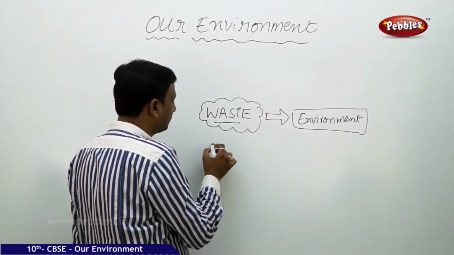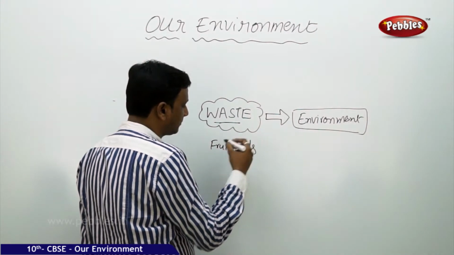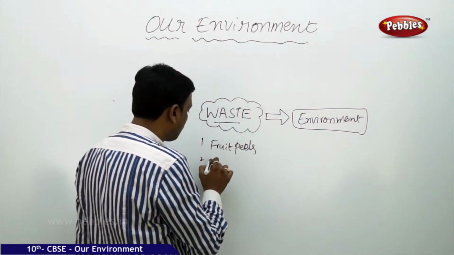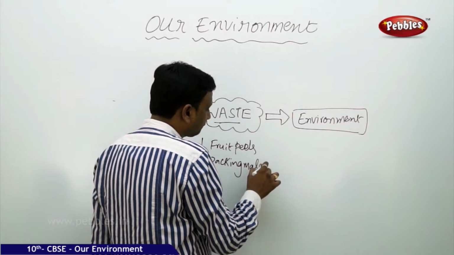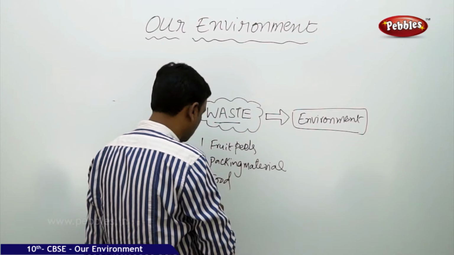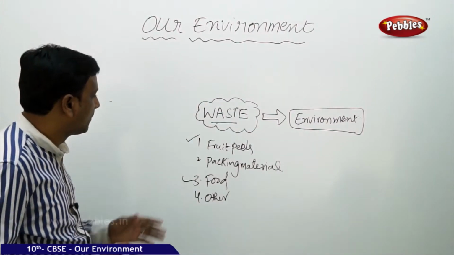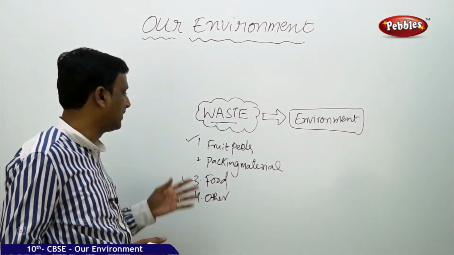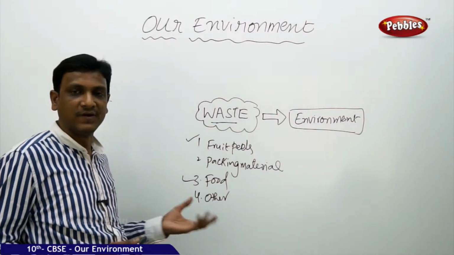You find fruit or vegetable peels, and you may find packing material and leftover food and other waste. So if you see what kind of waste you are throwing in the garbage bin, you may find some fruit peels, some packaged material, some food and other materials. You may find some paper or cloth.